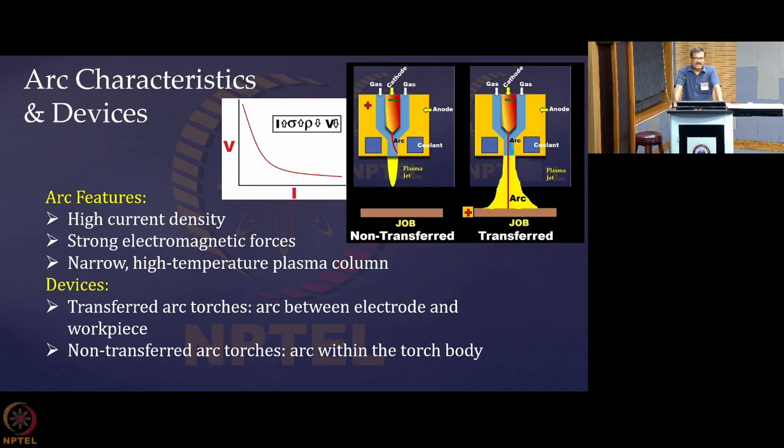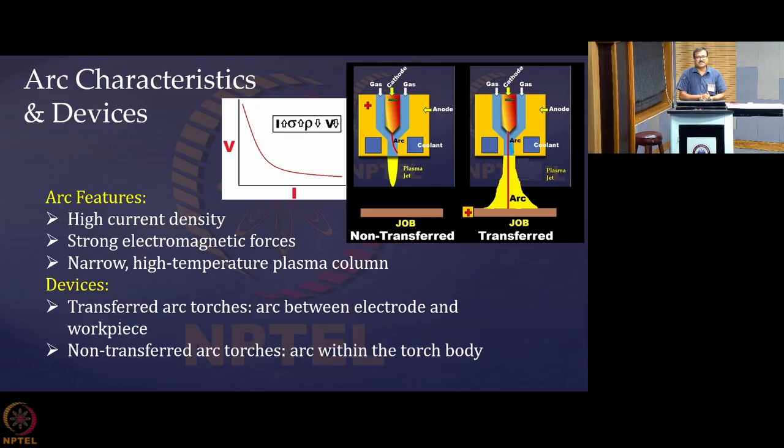Now, these are the arc characteristics and the devices. You know that an arc shows a negative VI characteristic, and it has the regular features of very high current density, strong electromagnetic force, because the moment you have high current density, the magnetic field produced is also high, and J cross B gives a radially inward force. So, that is a strong electromagnetic force it can pose. Then they are usually narrow because of the constriction, and when it gets constricted and you are passing a very high current, naturally the temperature goes high.